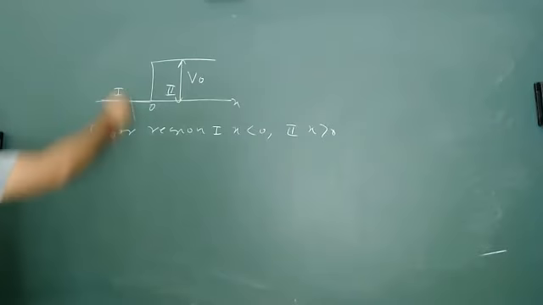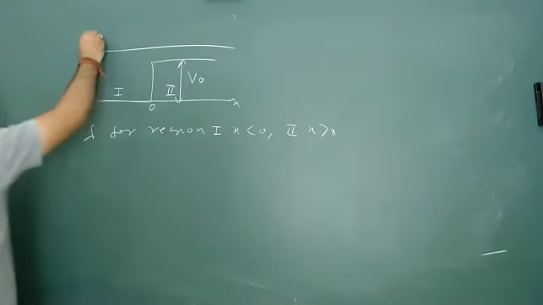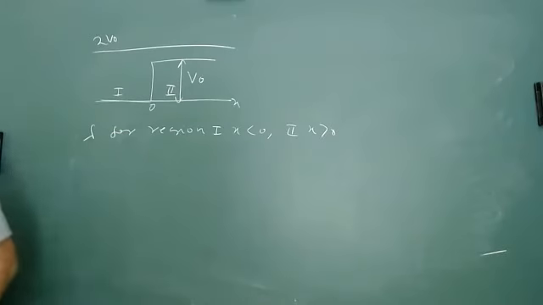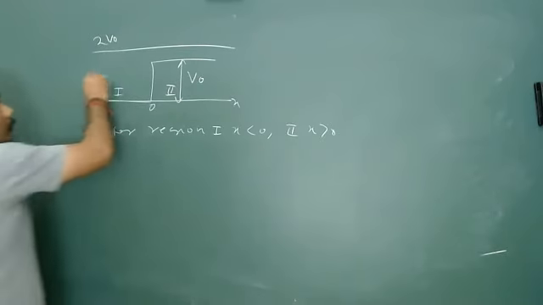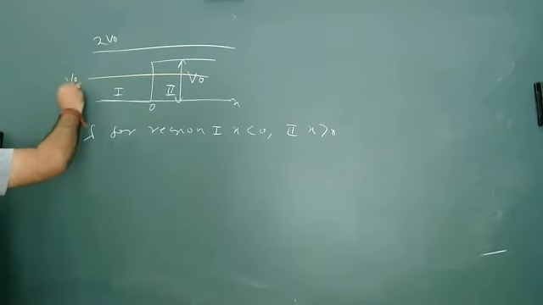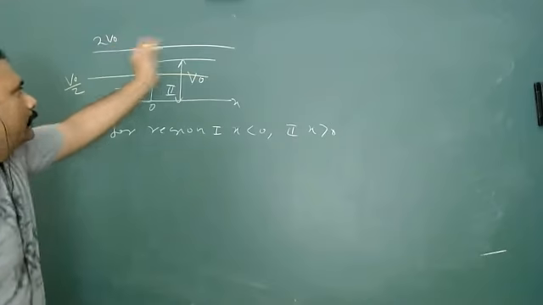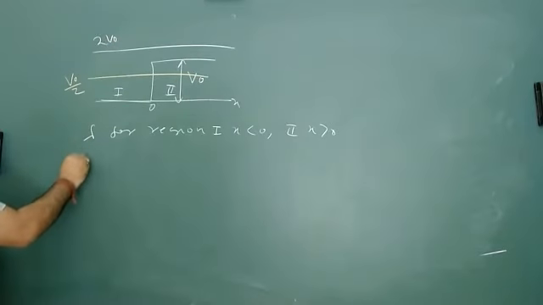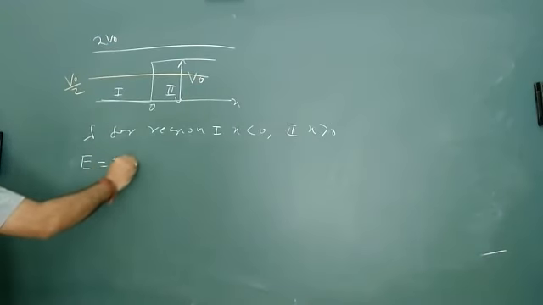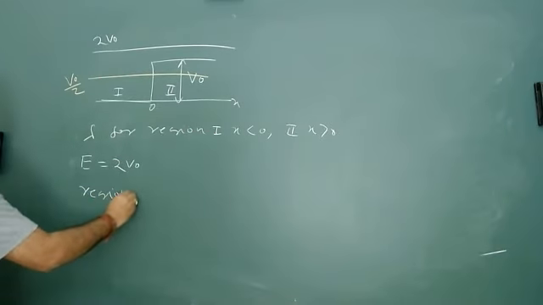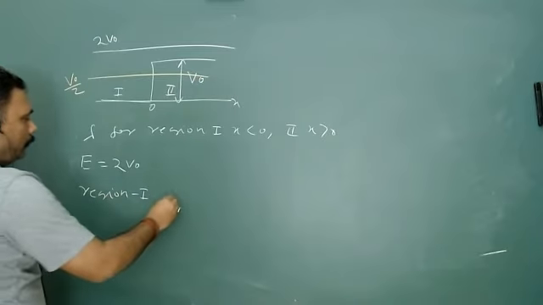For one case I am taking energy equal to 2V naught, and for the second case I am using energy equal to V naught by 2. So we have two cases, and let's try to figure out what will be lambda in the first case and second region. First region is this region, second is this. So for energy E equal to 2V naught, in region 1, we have lambda 1.